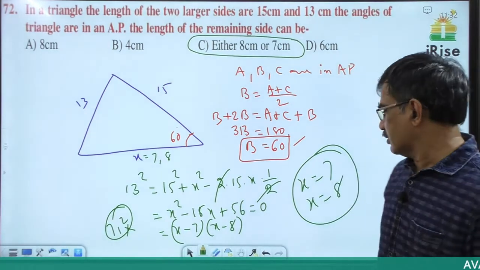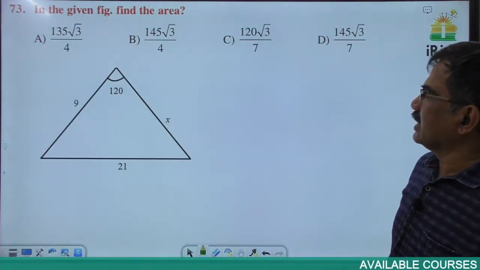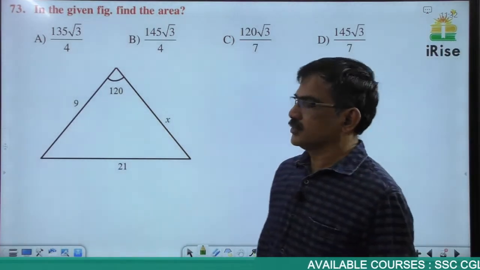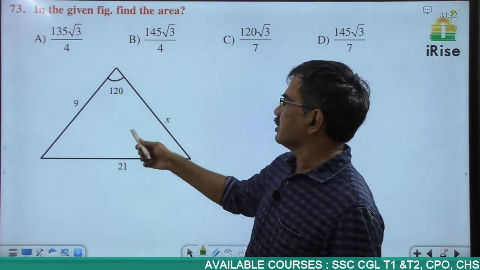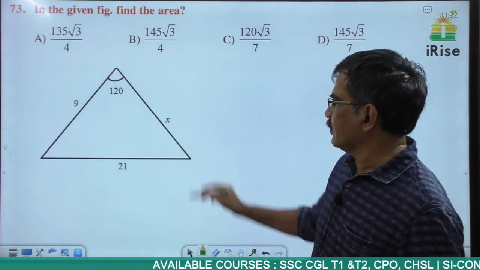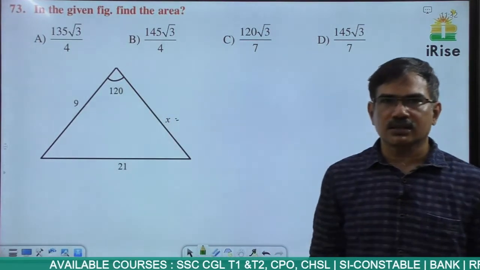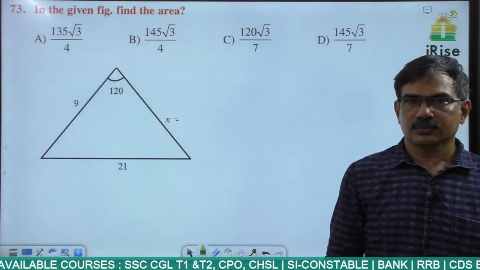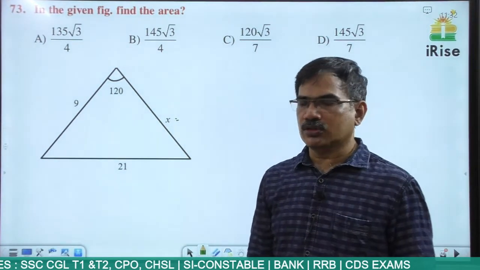Okay. Next one. In the given figure, find the area. Two sides and this angle are given. This is x. We have to find the area. If you find the x value, if x is known, then we can get the answer easily. So here cosine rule and area of triangle, both formulas are necessary.